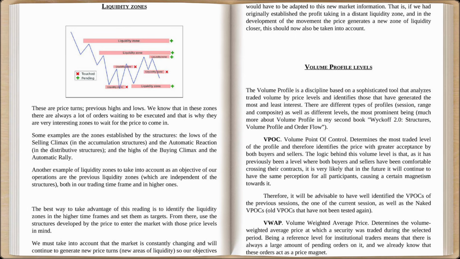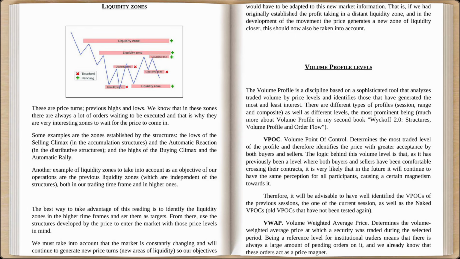Volume profile levels. The volume profile is a discipline based on a sophisticated tool that analyzes traded volume by price levels and identifies those that have generated the most and least interest. There are different types of profiles: session, range, and composite, as well as different levels, the most prominent being covered in much more detail in my second book, Wyckoff 2.0, Structures, Volume Profile and Order Flow.